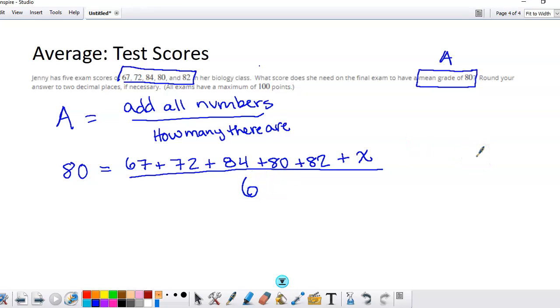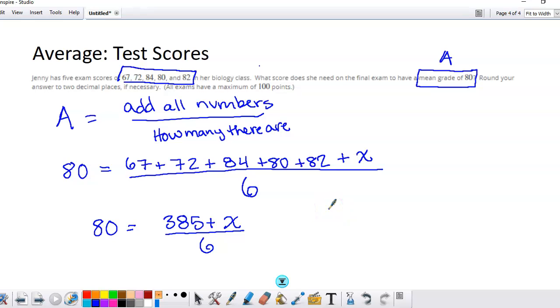This looks bad, but solving these kinds of problems is actually not that difficult. The first thing we would do is simplify all those numbers on top, add them together. So when I added them together, I got 385 plus that x divided by 6. A lot less awful to look at now.